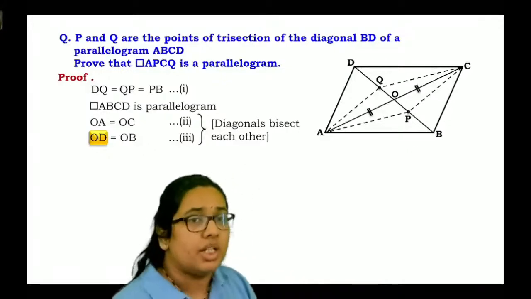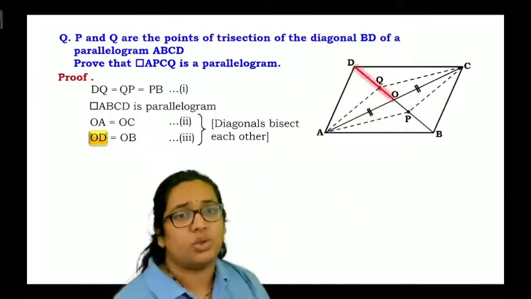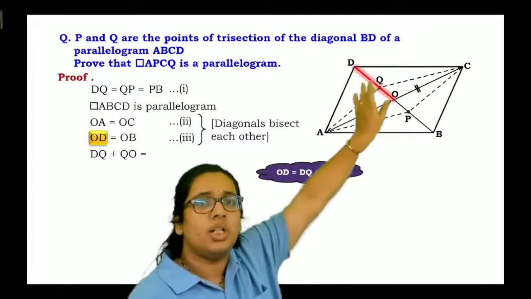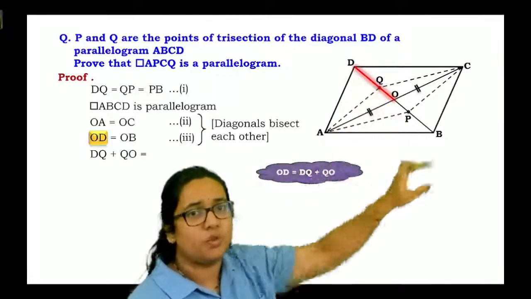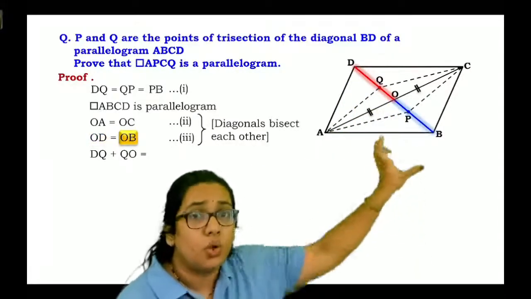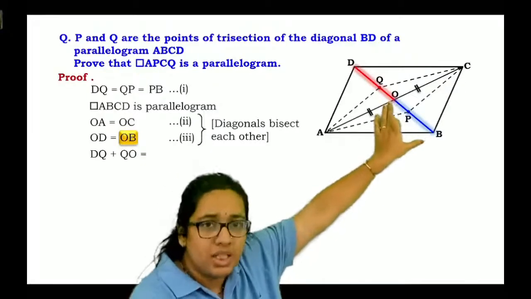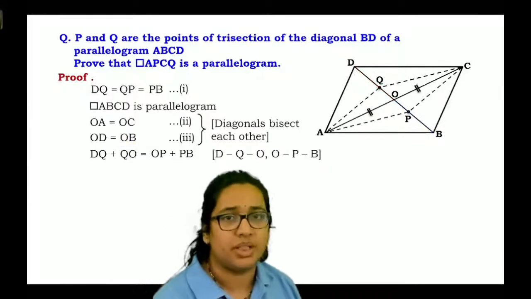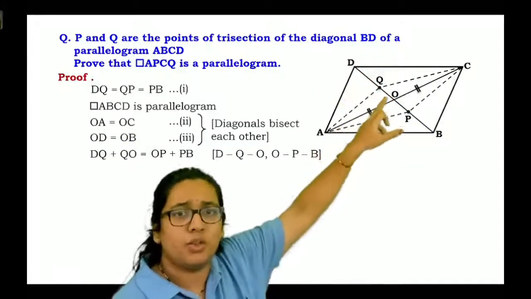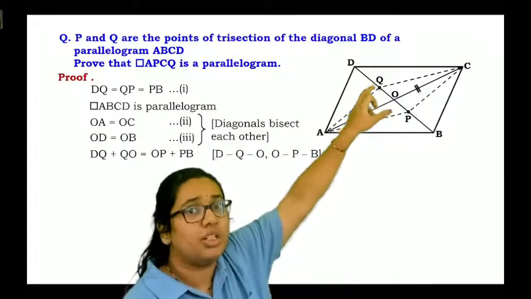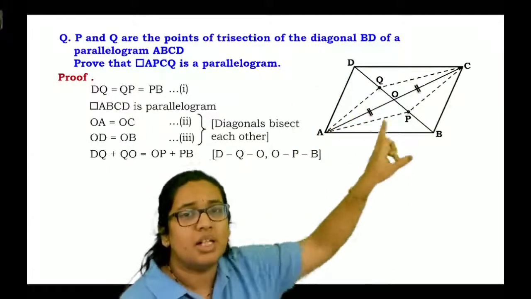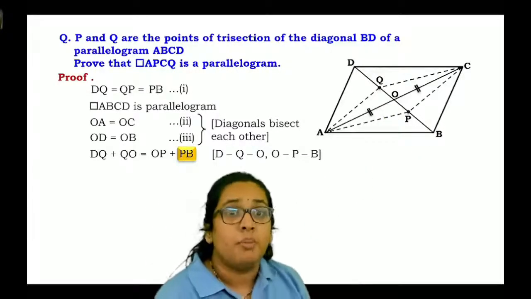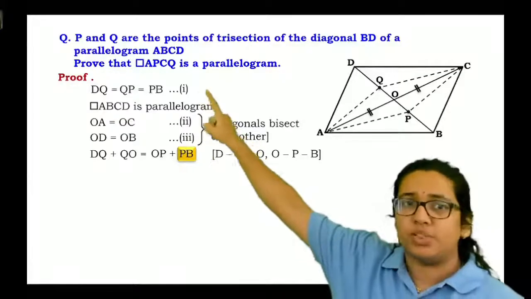Done up to this? Okay. So now we are talking about just OD. OD is nothing but DQ plus OQ, and OB can be written as OP plus PB. The only case is that D, Q, O are collinear points where Q lies between O and D. Similarly, O, P, B are collinear points where P lies between O and B. But we know that from the first equation, what were you getting?